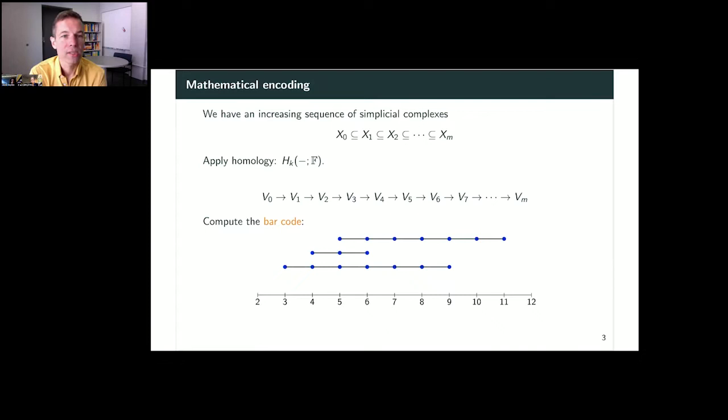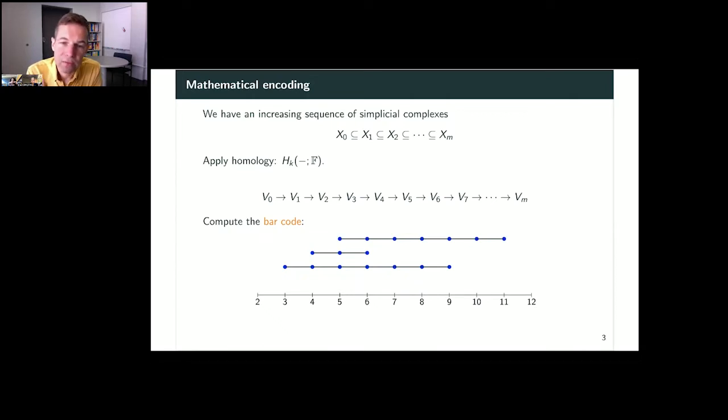In homology, applying it to this increasing sequence of simplicial complexes, we get a one-parameter family of vector spaces and linear maps between them. Now, it's a remarkable fact of linear algebra that there exists a coherent set of bases for all of these vector spaces. So it's possible to choose bases for each of these vector spaces so that each linear map is completely determined by either sending a basis element to 0 or sending a basis element to another basis element in a one-to-one way.